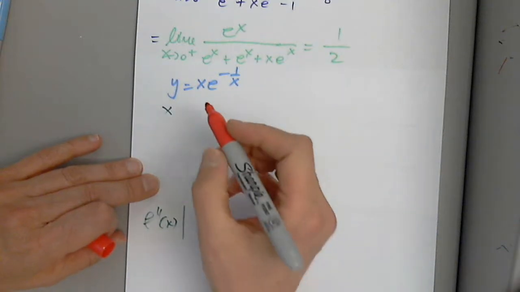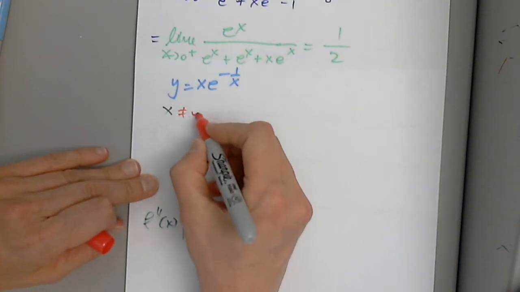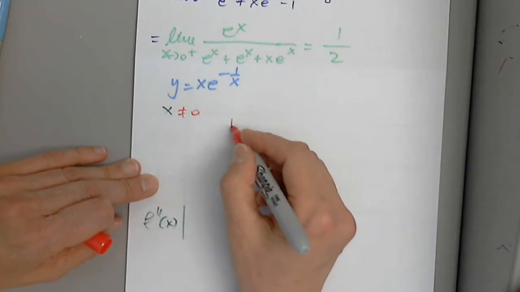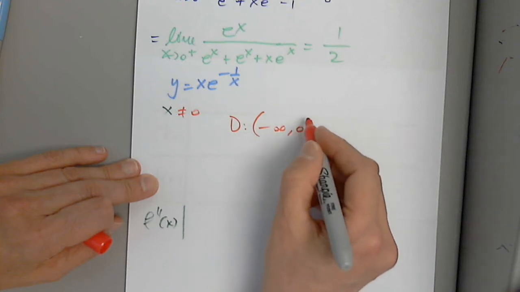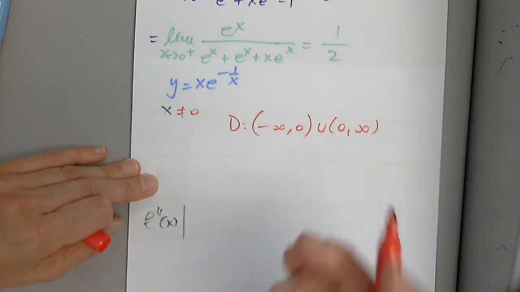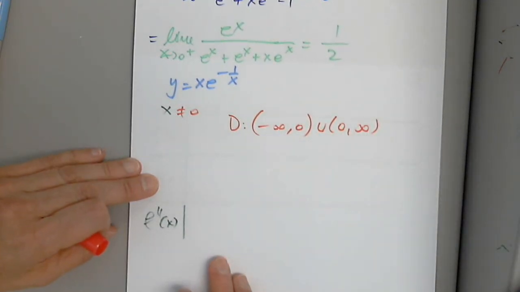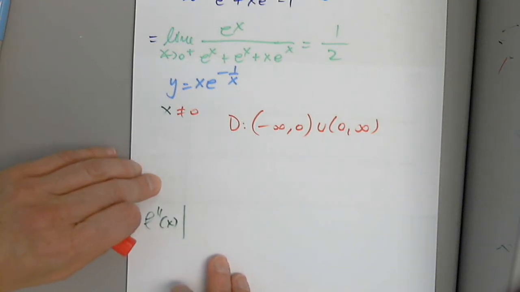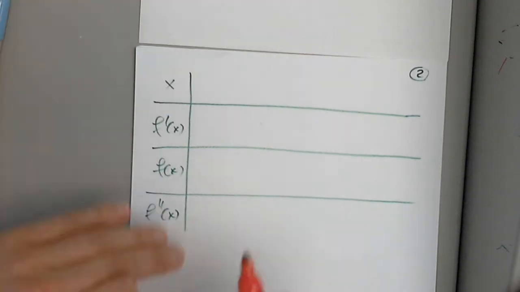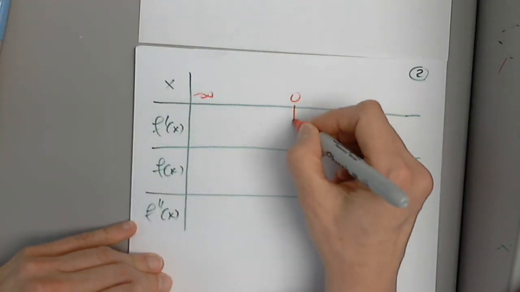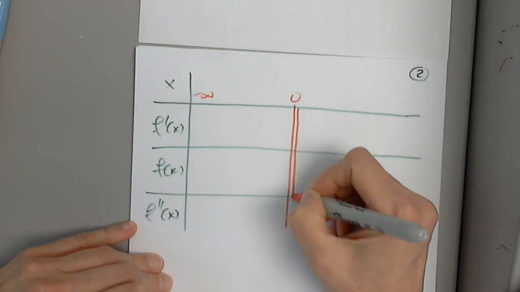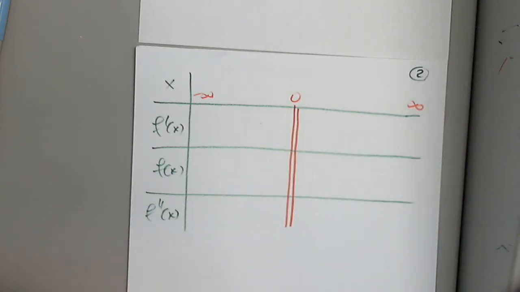Okay. So x cannot be 0, correct? So then the domain of this function is this. Is this acceptable? Is that clear? Yes, everyone? Okay. So negative infinity to 0, and 0 to infinity. If the function is undefined at 0, its derivatives will be undefined at 0, of course.